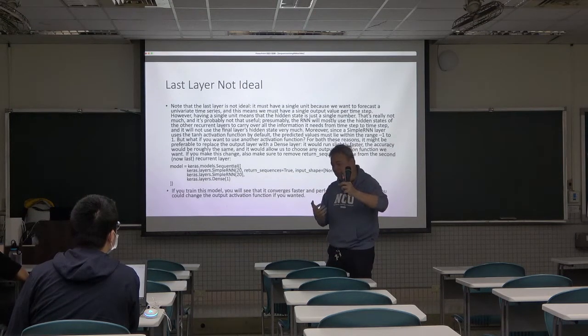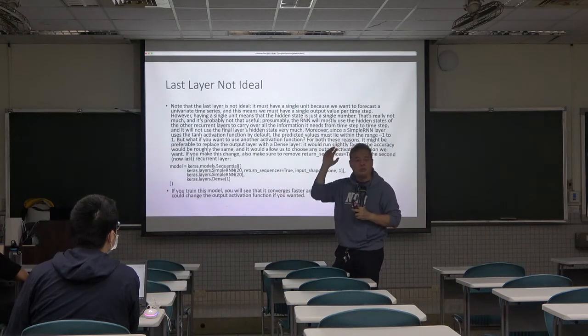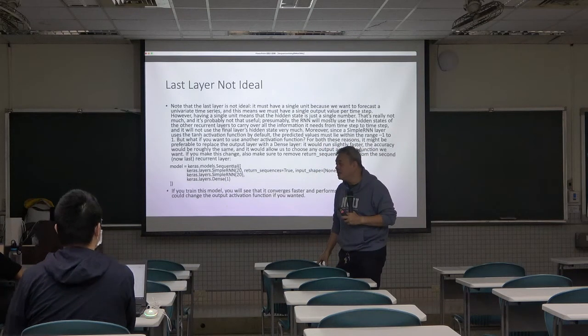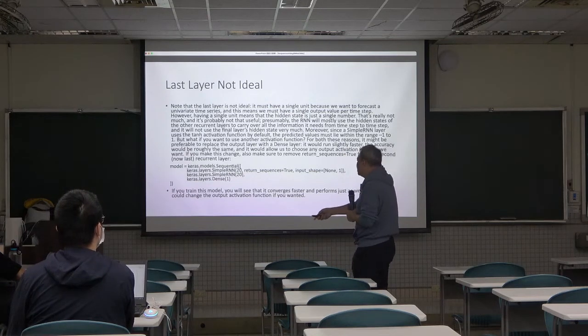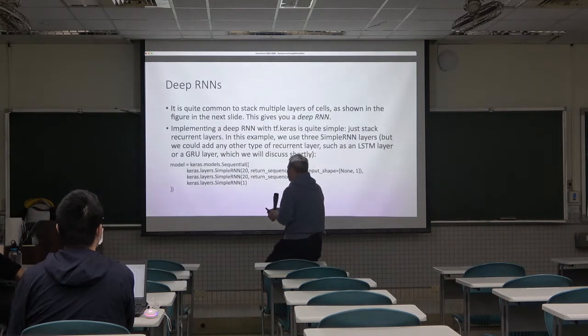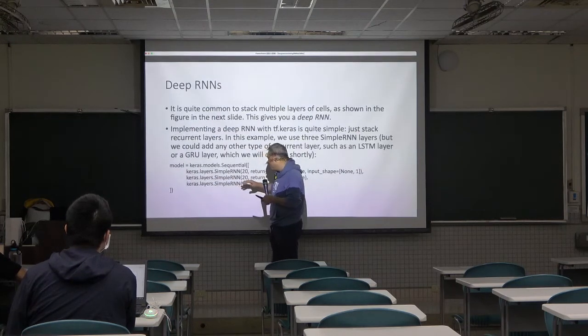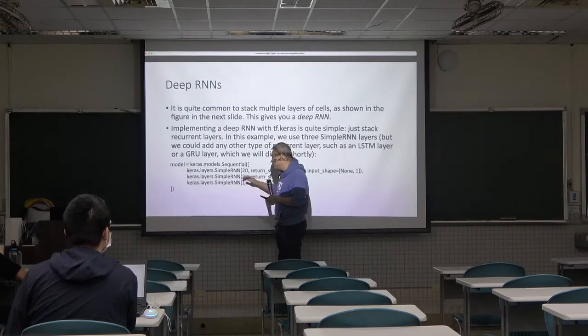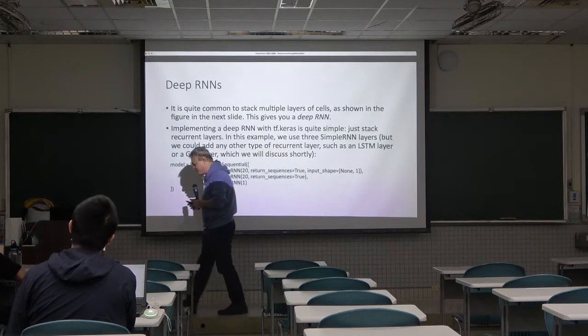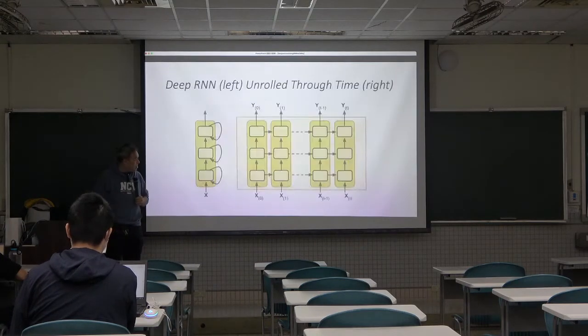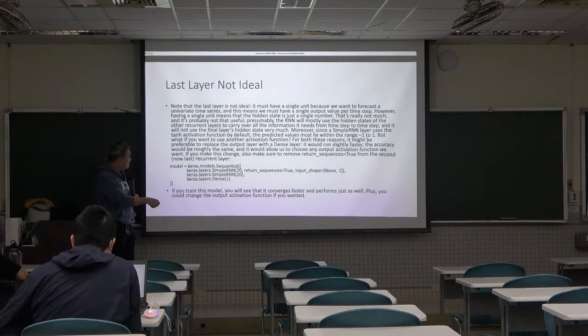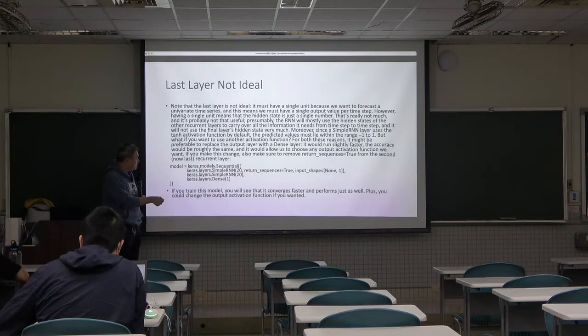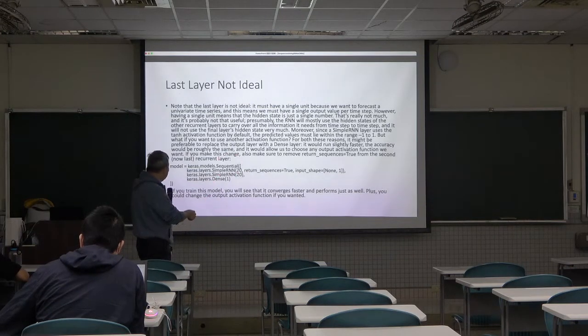This is especially the case if your predicted value is within a certain range. For example, if it's positive, we prefer to use ReLU, right? But in the previous model, because the simple RNN uses hyperbolic tangent by default, it's difficult. We have to change that activation function. If you use a dense layer with one neuron, then it's easier for us to control that. So this is one additional benefit.